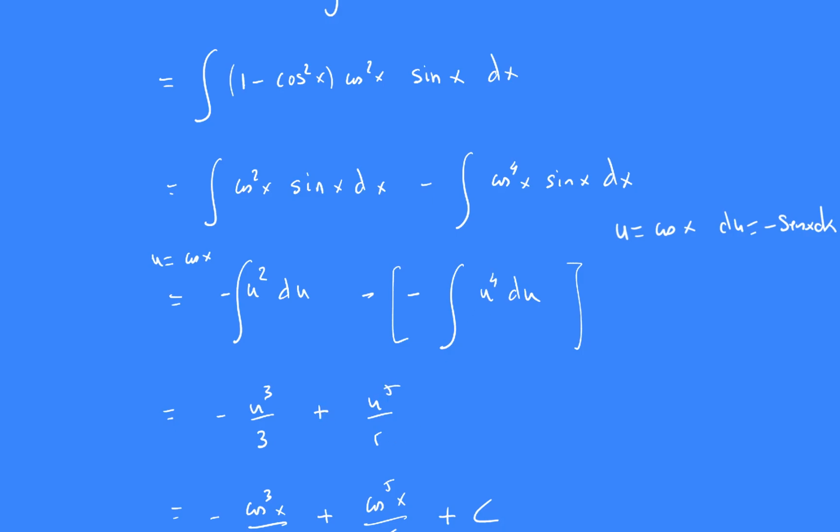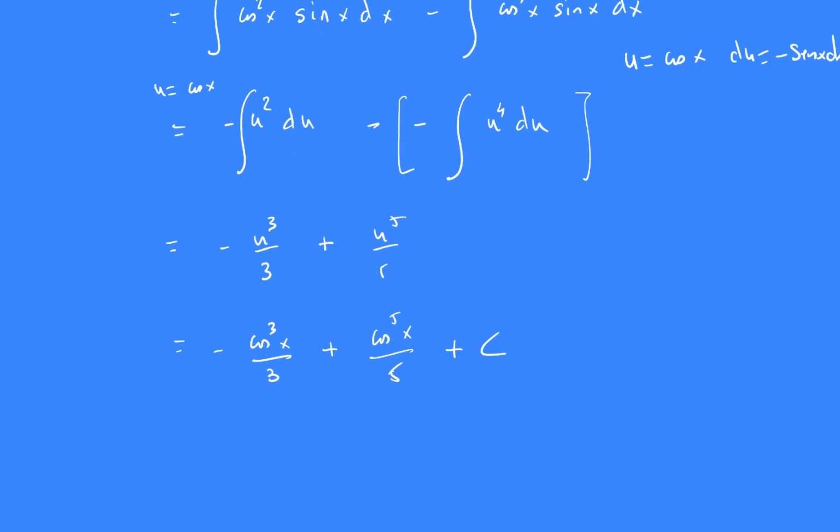Now we change from our variable u to our variable x. U is cosine of x, so it will be cosine cubed of x divided by 3 plus cosine to the 5 of x divided by 5 plus c. And this is the final result. Let's do the next one.